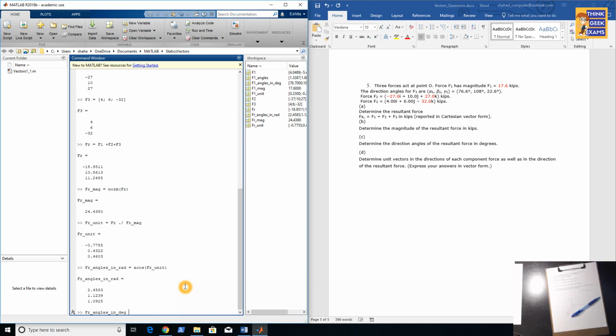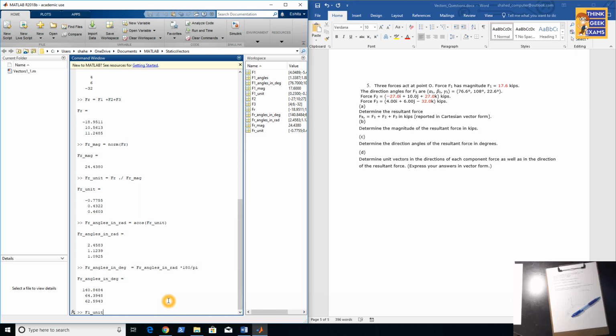In degrees is FR angles in rad times 180 divided by pi, and those are the degrees. The first one is from the x-axis, the second one is from the y-axis, and the third one is for the z-axis. So that's answer to C. And finally, D is determine the unit vectors in the directions of each component force as well as the direction of the resultant force.